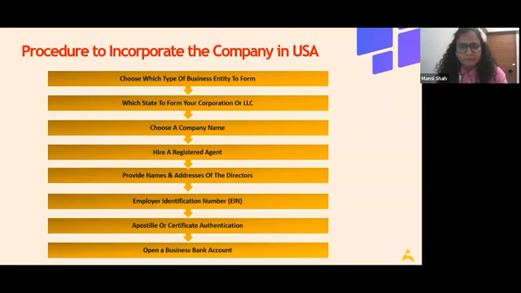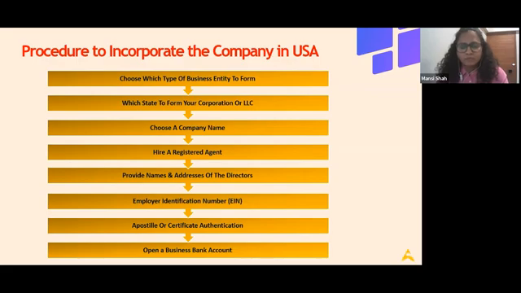Once we define the type and then the state, we choose the company name. You can go to any state website anytime and see which company names are available. It is very convenient. Each and every state offers that service for free, so you can have your name defined from there. Then the next step is hiring the registered agent.